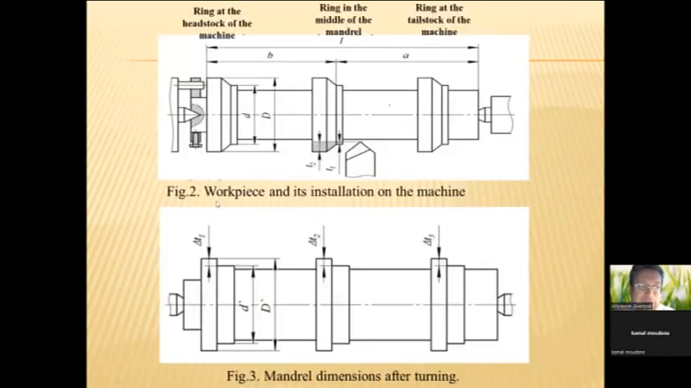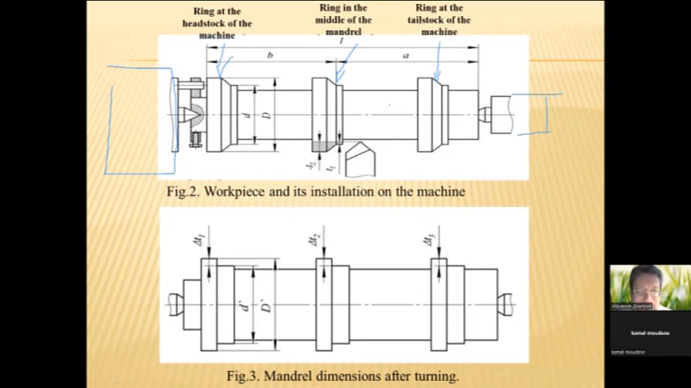In figure 2, you can see the workpiece and its installation on the machine: the headstock and tailstock. There is a ring at the headstock of the machine, a ring at the middle of the mandrel, and a ring at the tailstock of the machine.